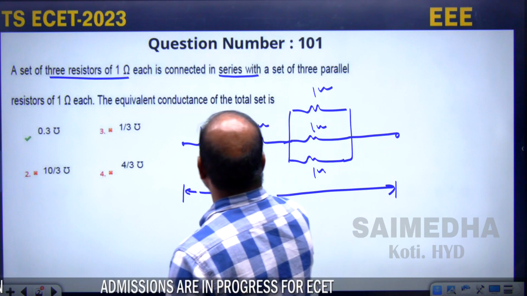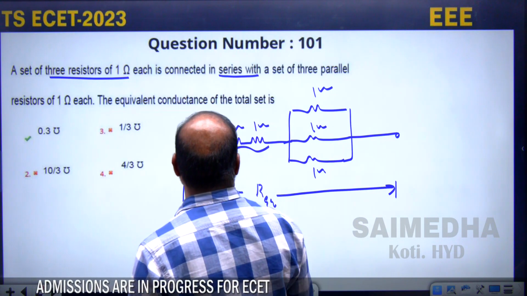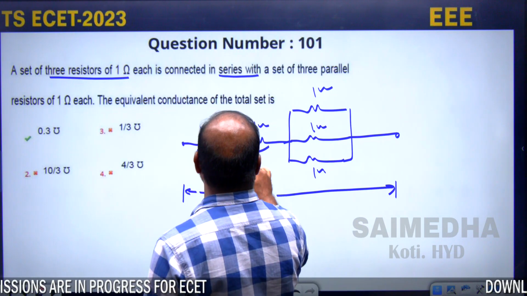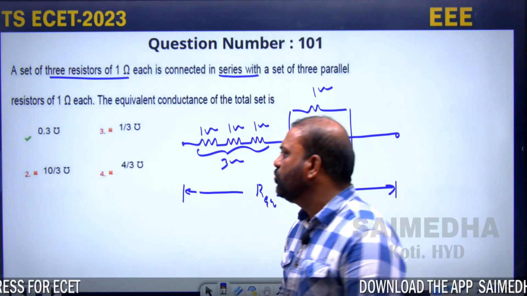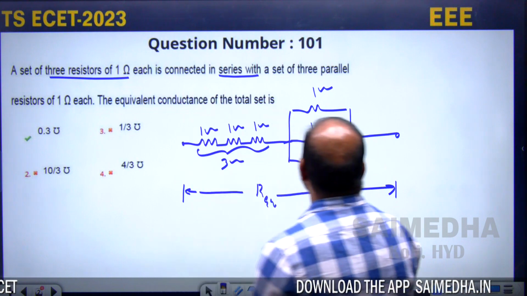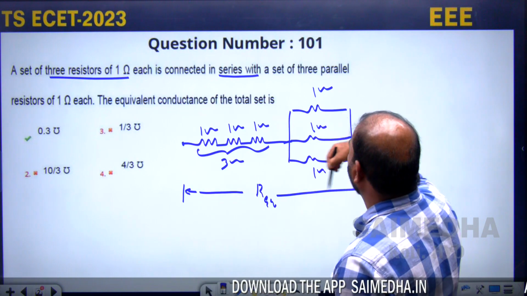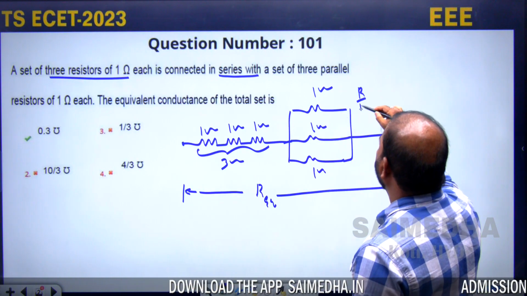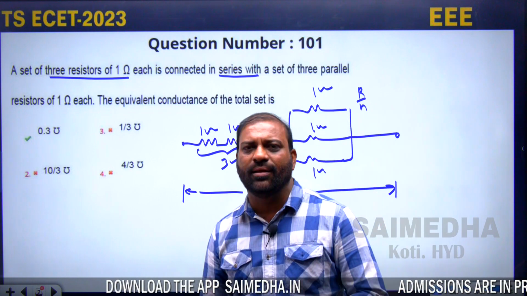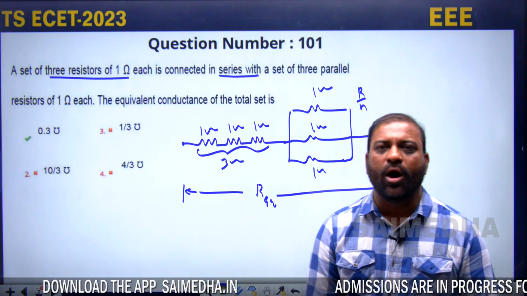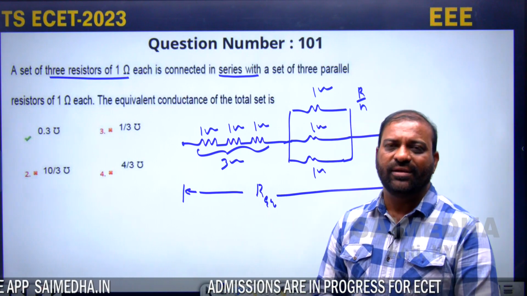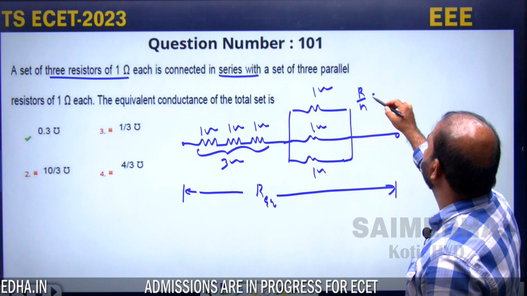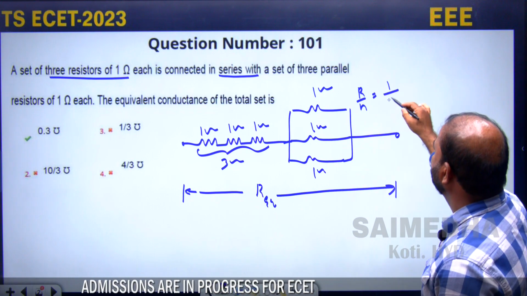For the series combination, what about the equivalent resistance? 1 plus 1 plus 1 means 3 ohms. When resistors are connected in series, the equivalent resistance is equal to the sum of the individual resistors. Next, the parallel combination. Use R by N here. If N equal resistors are connected in parallel, the equivalent resistance is equal to R by N, the resistance of each resistor divided by the number of resistors. So, 1 by 3.